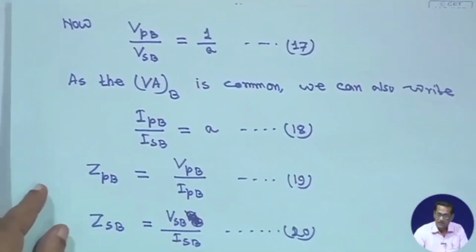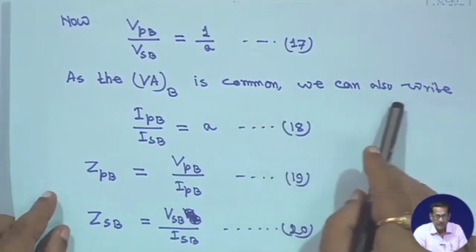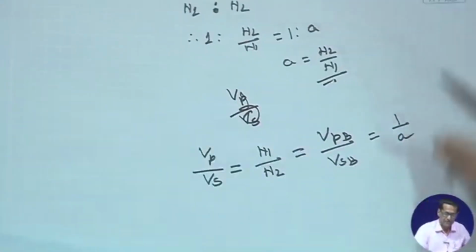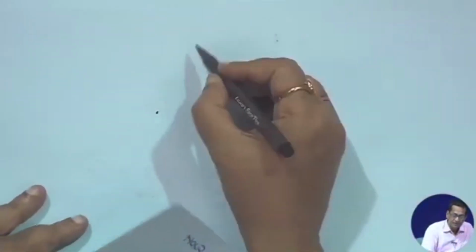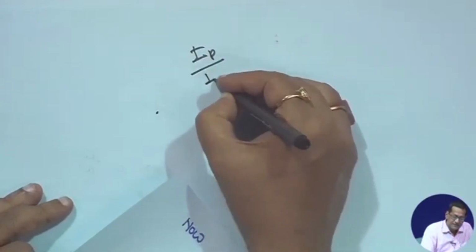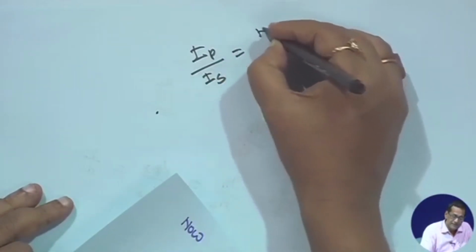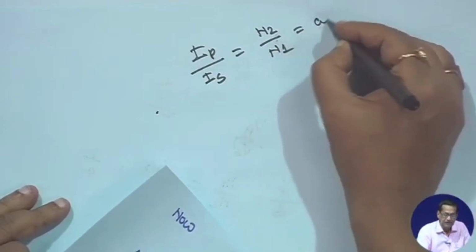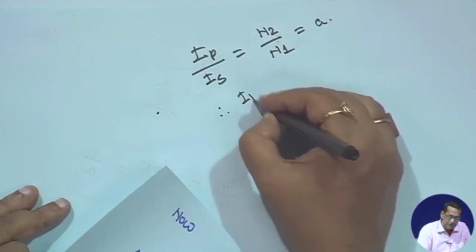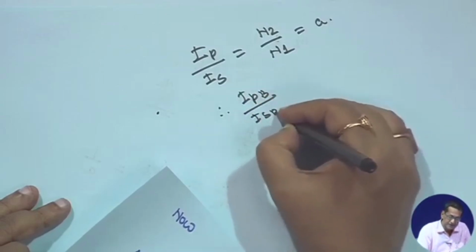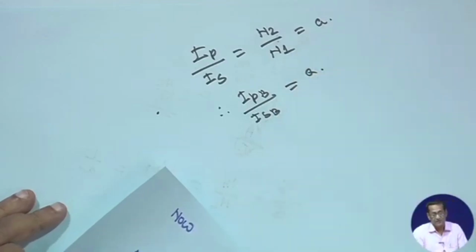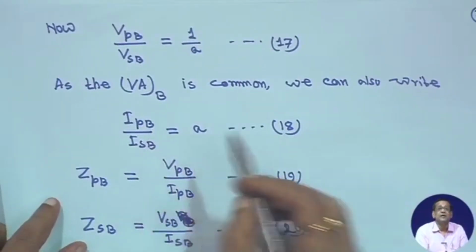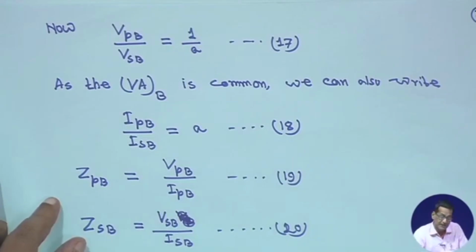Therefore, as the volt ampere base is common, we can also write IPB by ISB is equal to A. You know, if the primary side current is IP and the secondary side current is IS, that is N2 upon N1, and N2 upon N1 we have just seen is equal to A. Therefore, the primary side base current by the secondary side base current is equal to A. This is equation 18.